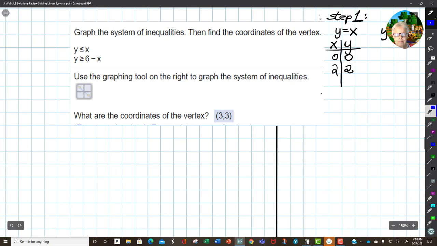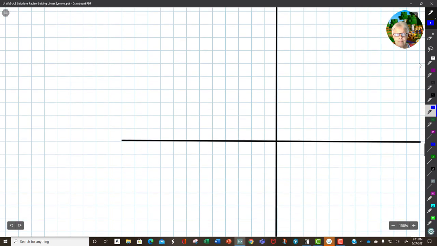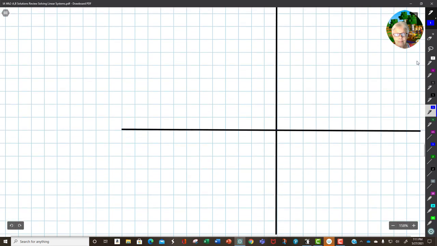However, I wanted to do this in blue. Because one of the real fun things to do, especially if you have kids at home, is to do this with your kids and use their crayons. You'd be teaching them to graph and having fun yourself. I'm going to graph this line in blue. 0, 0, and 2, 2. Here's 0, 0. Here's the point 2, 2.